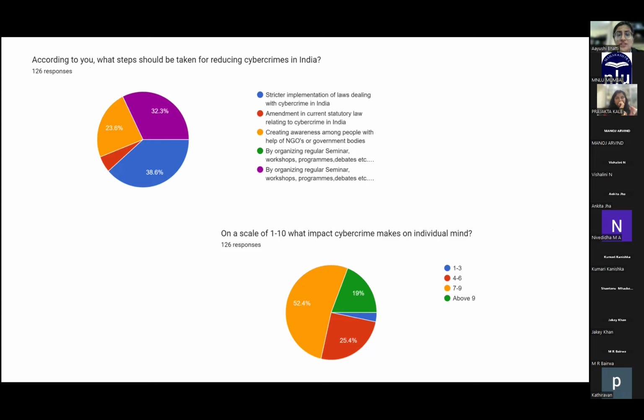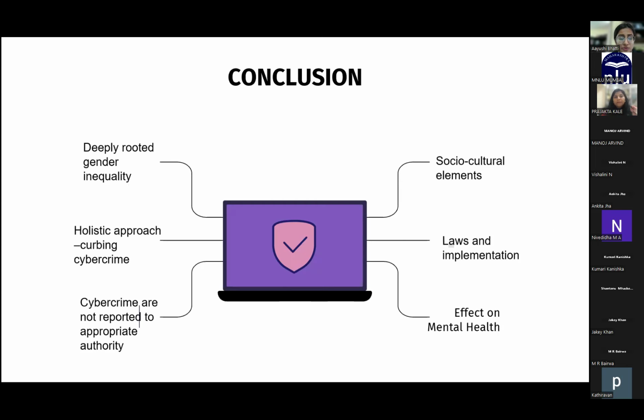The majority of them said that there should be stricter implementation of rules, and there should be regular seminars and workshops organized by the government in collaboration with NGOs. And when it comes to what impact cybercrime leaves on an individual, what the intensity or depth of the cybercrime is, they rated it between 7 to 9. Now I would like to move forward to the conclusion.